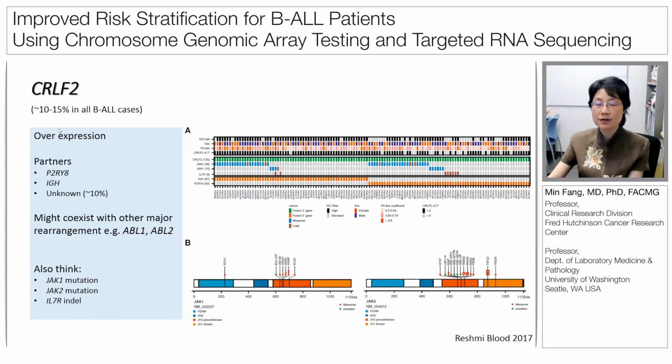Just to summarize, CRLF2 is shown overall in about 10 to 15% of all BLL cases, but it's very prevalent, almost 60%, in pH-negative, pH-like BLL. The partner genes can be P2RY8, as I just showed you. It could also be IGH and other ones, which are not quite detectable by this platform. For those of you interested, you can look at this elegantly written review paper in Blood.